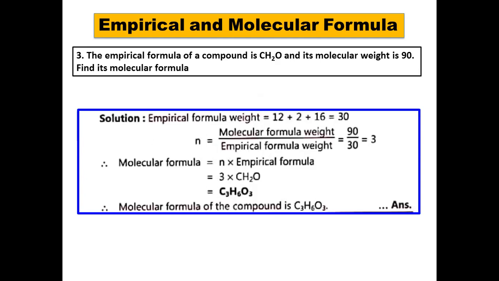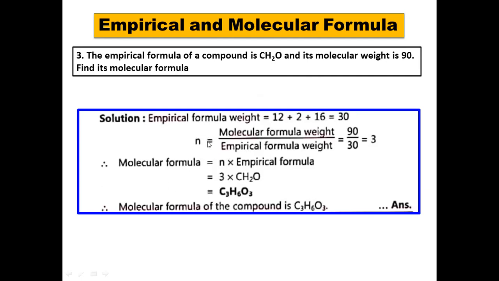For example, problem number 3: the empirical formula of the compound is given as CH2O, whereas its molecular weight is also given as 90. Then find its molecular formula. So what is the solution? The empirical formula weight we calculate by adding the atomic weight of each element present in the compound. The compound is CH2O, so we add the atomic weights of carbon, hydrogen, and oxygen: for carbon it is 12, for hydrogen 2, for oxygen 16. The overall calculation is 30. So the empirical formula weight is 30.